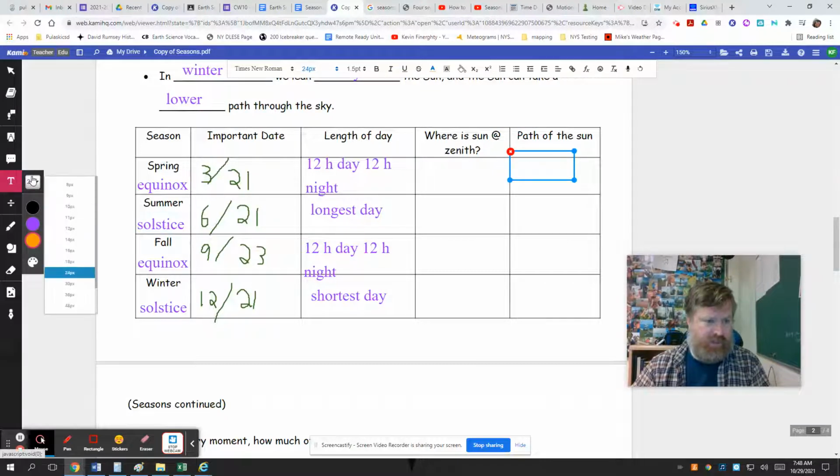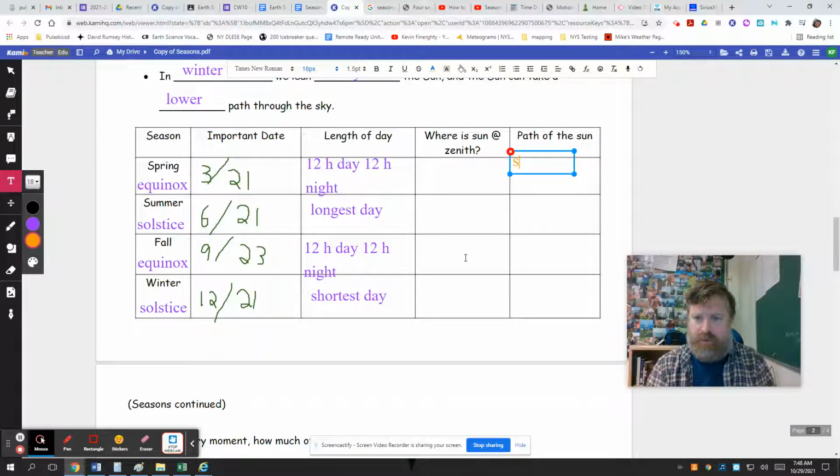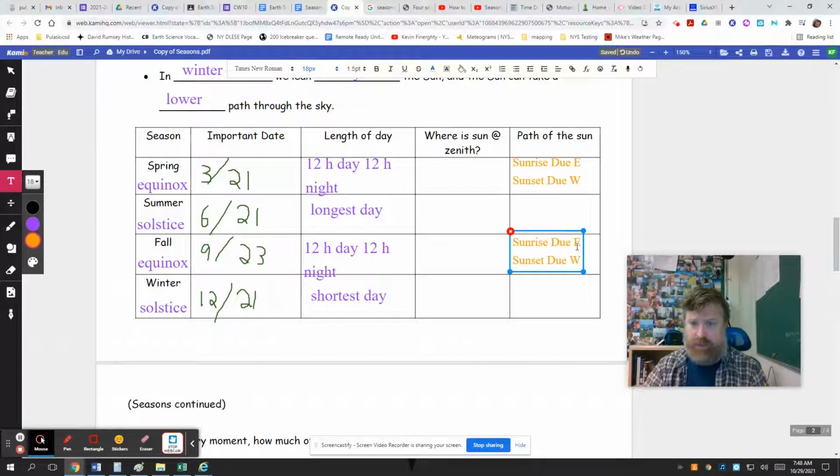I'm probably going to go to a slightly smaller font here. Sunrise is due east. Sunset due west. Same thing down here for the fall equinox. Sunrise due east. Sunset due west. Get that in there.